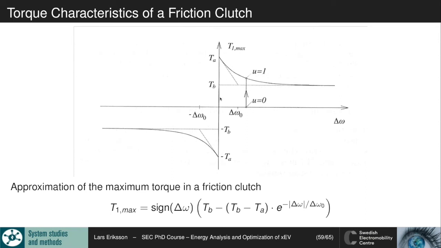So when we separate them completely, they are down here at 0. And then when we start to bring the clutch plates together again, the transmissible torque is increasing. But the general shape of this guy is like this. So this is just an equation representing what you're seeing up there.